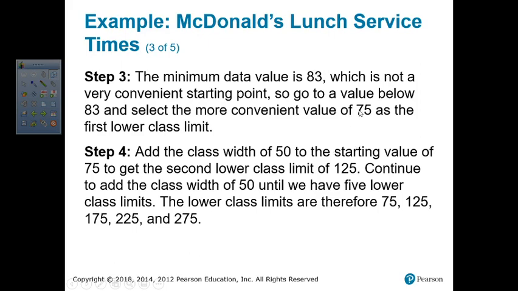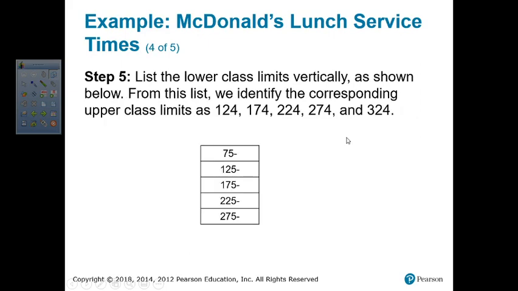So our lower limit is 75. That means since our first class has a lower limit of 75 and our class width is 50, to get to our next lower limit, we just keep adding 50. So we add 75 plus 50 gives us 125. That's our next lower limit. Then we add 50 again. That gives us 175. That's our next lower limit. And we just keep adding 50, adding 50.